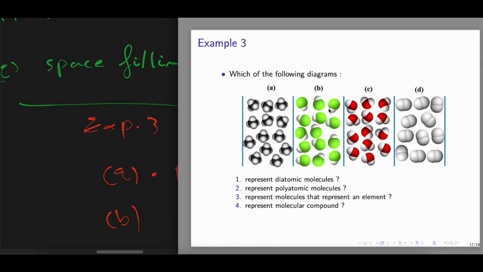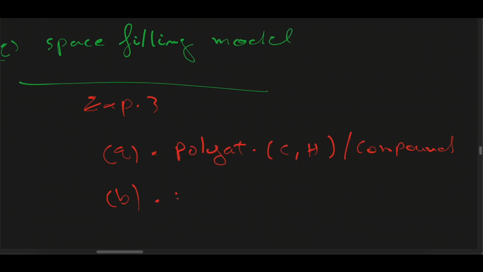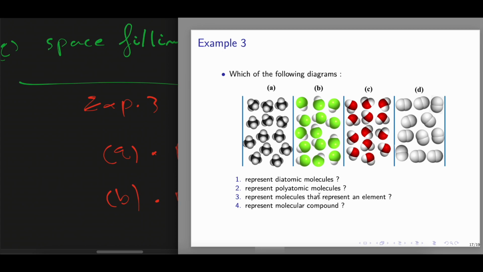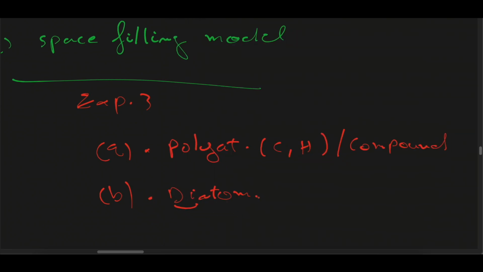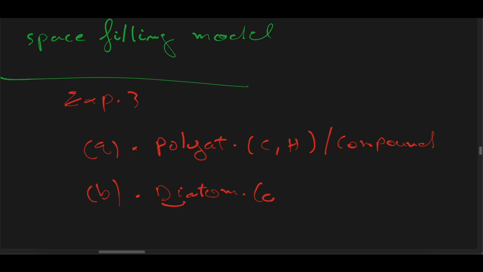Second example, here we have this pure substance, and each molecule is composed of 2 atoms. So we can see that it is a diatomic molecule. Dia means 2. And also each molecule is composed of 2 different colors. Here each color represents a different element. So we have element green and element white. So we have a compound here too.